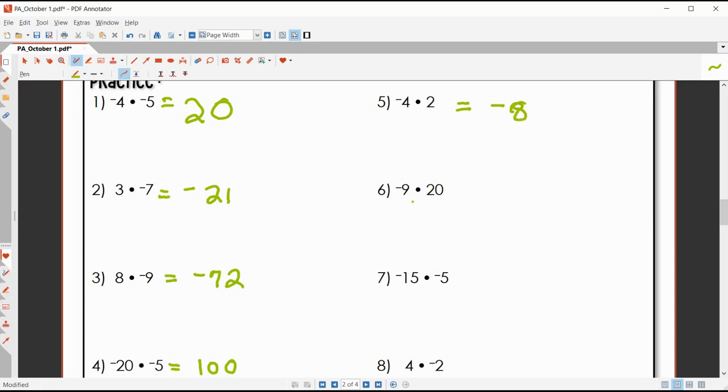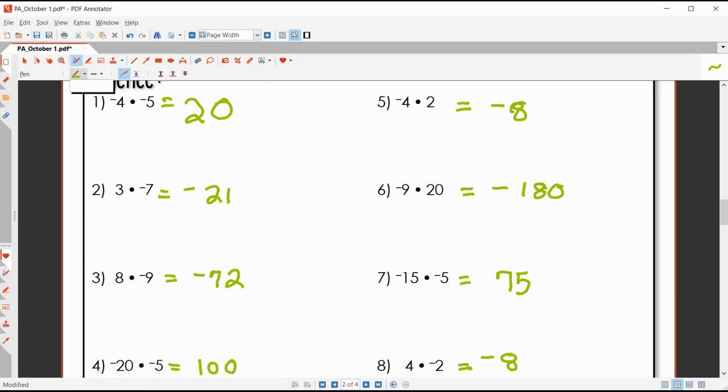We have -9 times -20. I'm sorry, times +20, which will be a -180. We have -15 times -5. That would be positive 75, because a negative times a negative is a positive. And then we have +4 times -2. Positive times a negative is a negative. That would be -8.